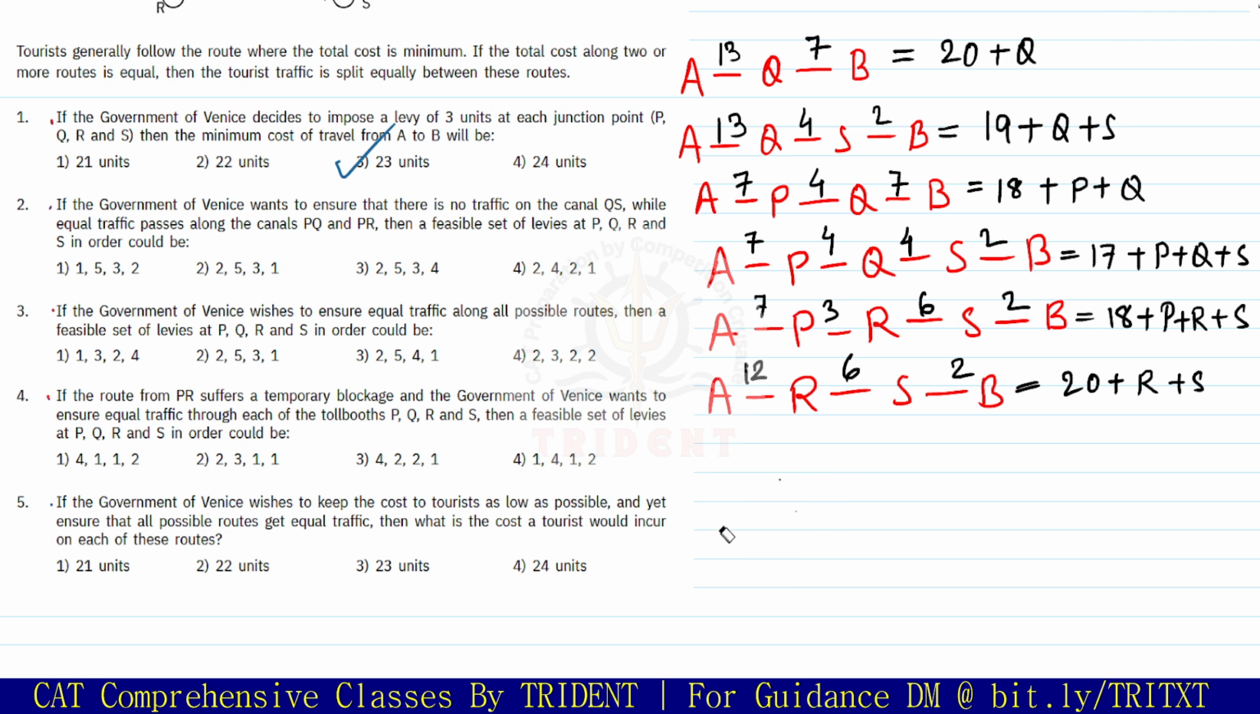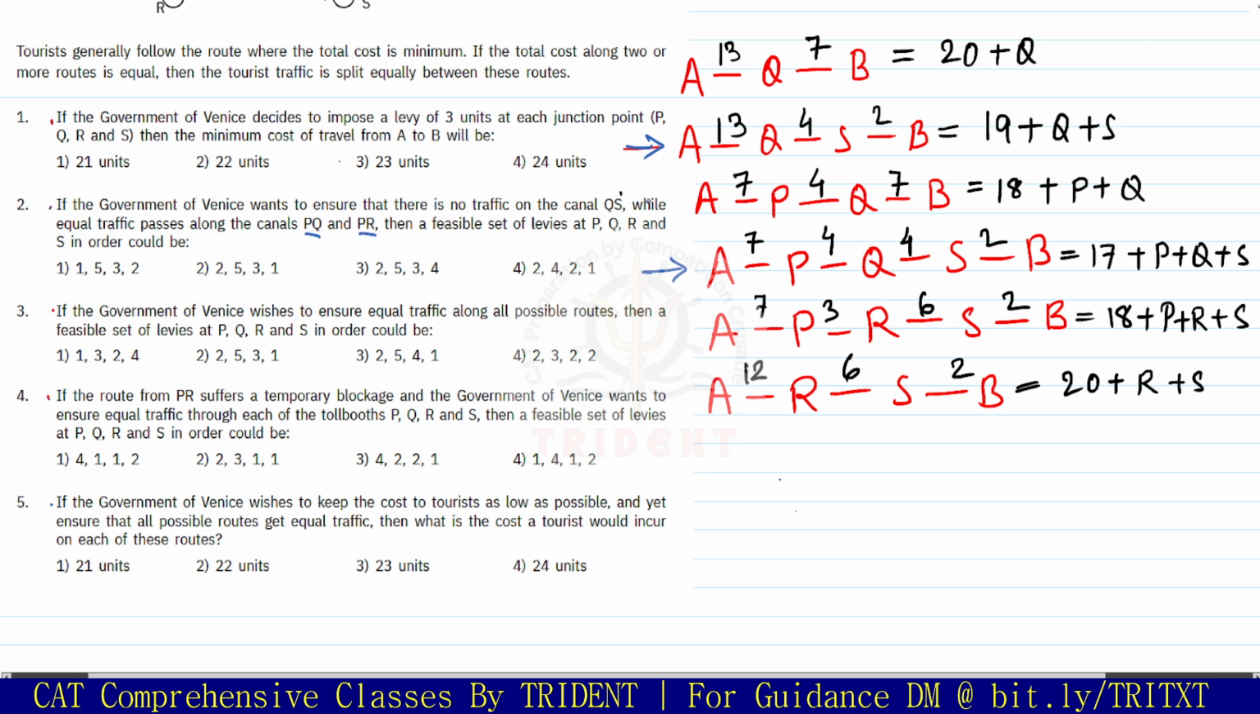Now let's go to the next question, shall we? In this question, basically they have asked us, if the government of Venice wants to ensure that there is no traffic on the canal QS, they don't want any traffic. So this one has a QS component. Where else do I see a QS component? Hold on. The QS component is seen in the second route, and in this route, I guess, A P Q S B, and no other route has a QS component. And the government wants to ensure that there is no traffic on QS while equal traffic passes through the canals PQ and PR.